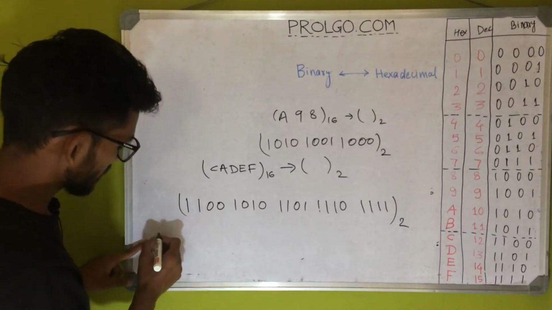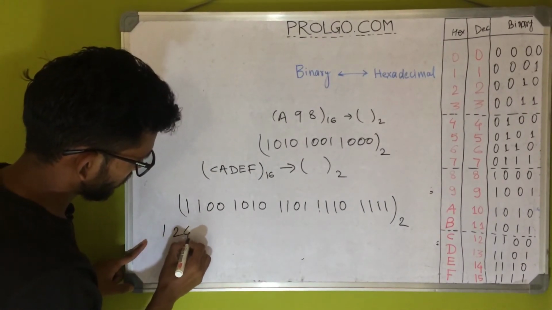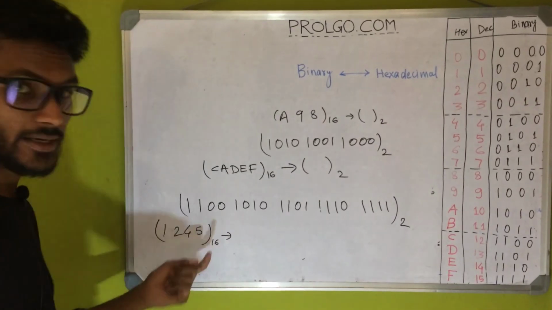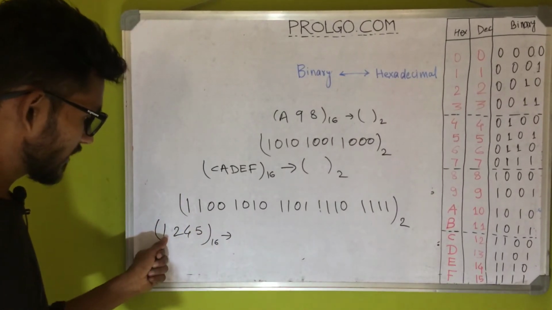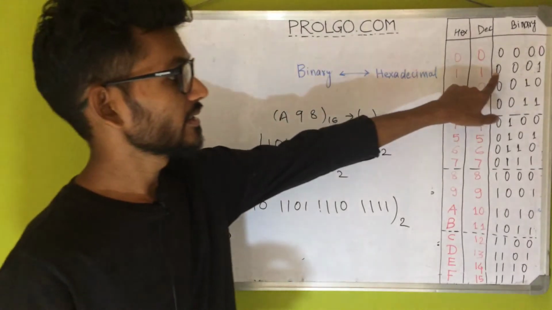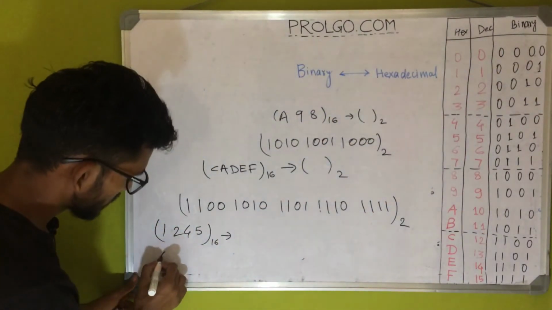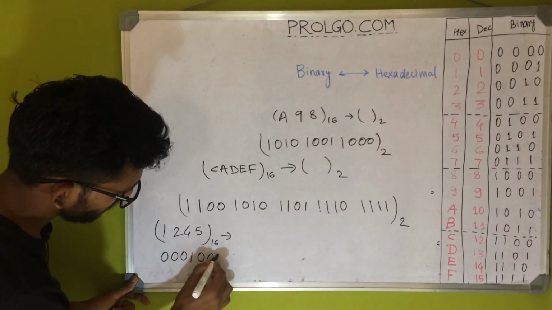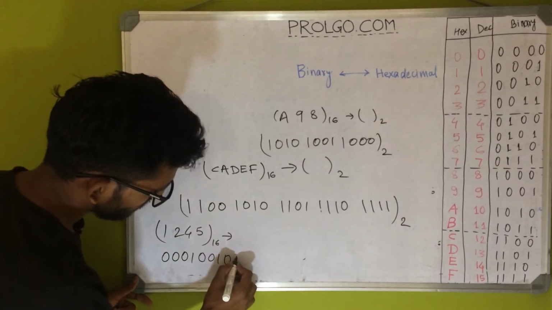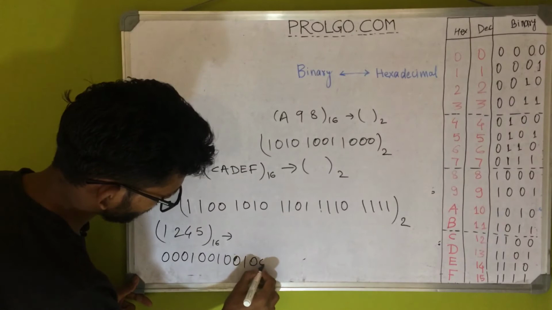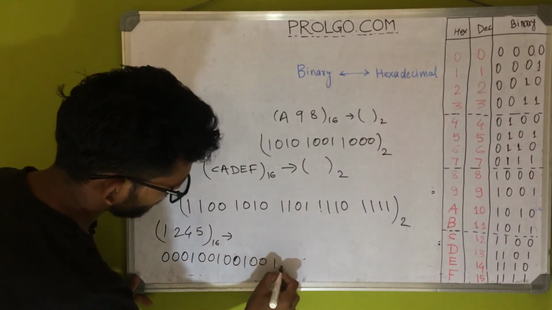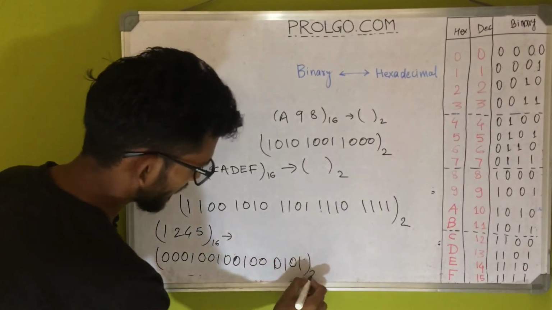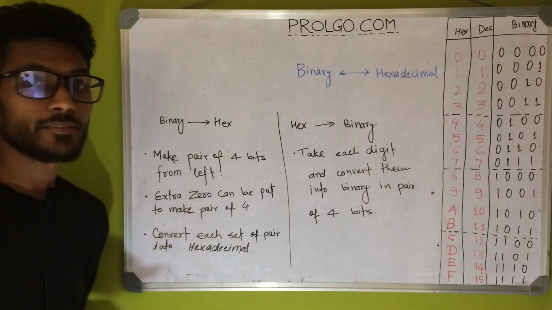Take another one like 1245 in hexadecimal, and we have to convert it into binary. So take this 1, and here it is 0001, for 2 it is 0010, for 4 it is 0100, and for 5 it is 0101. This is in binary. Let's summarize this.